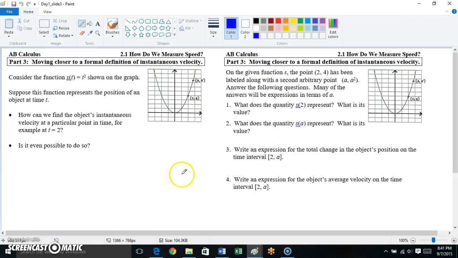Okay, new graph, s of t will still measure distance. s of t is equal to t squared, so it's a nice parabolic graph. All right, t is on the horizontal axis. How can we find the object's instantaneous velocity at a particular point in time, for example at t equals 2? So here's t equals 2, it's the point (2, 4).